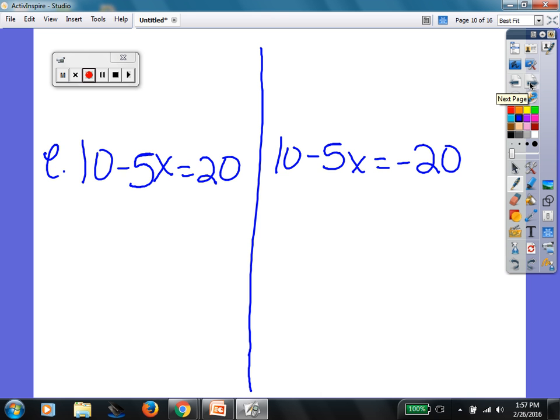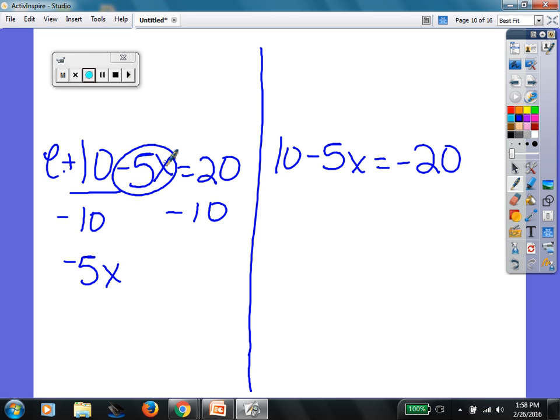Okay, here we go. This time, if you notice, the 10 is in the front of the problem. That's not a big deal. It's assumed to be positive because there is no sign there. I'm still going to do the same thing. I'm going to take away 10, and I'm left with negative 5x. I have to keep that minus sign with the 5. That doesn't go anywhere.